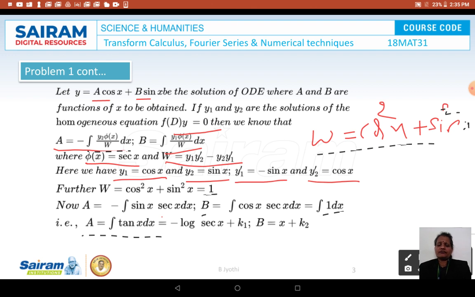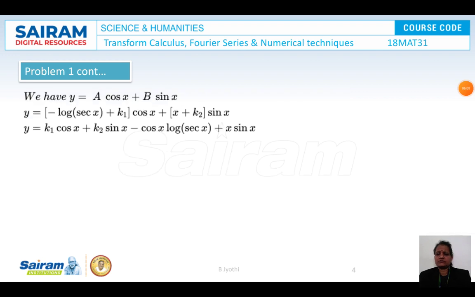The integral of tan x is nothing but minus log of sec x plus k1, and b is equal to x plus k2. So substituting y is equal to a cos x plus b sin x, we get y is equal to minus log sec x plus k1 into cos x plus x plus k2 into sin x, or k1 cos x plus k2 sin x minus cos x into log sec x plus x into sin x. This is the solution we are going to get.